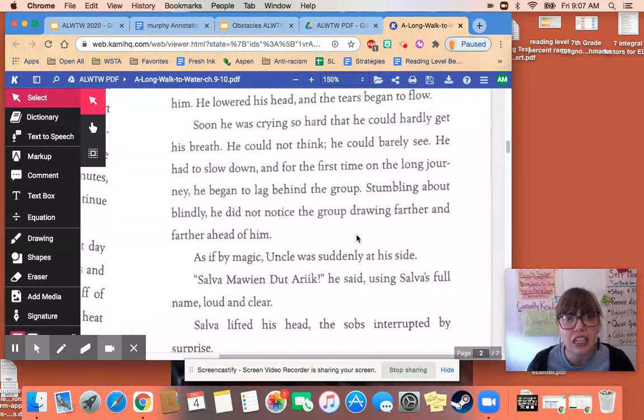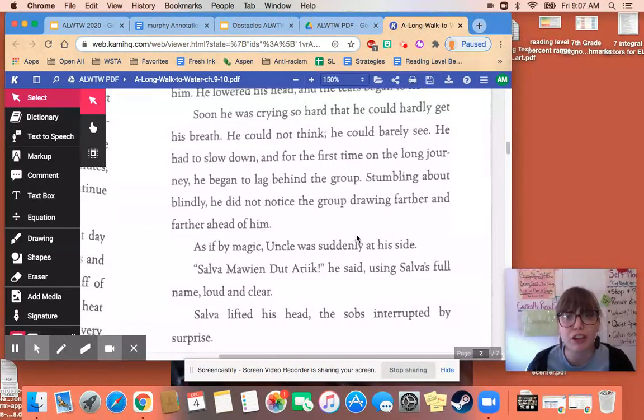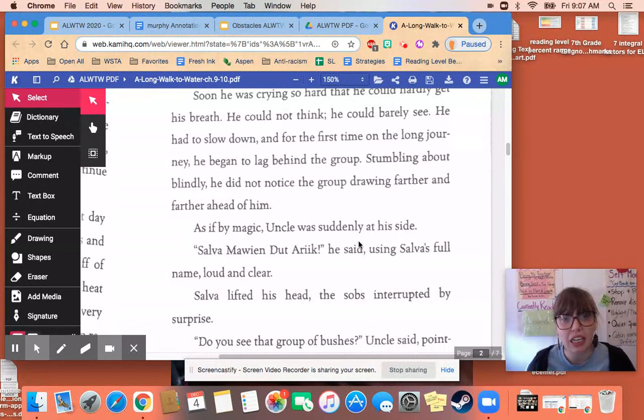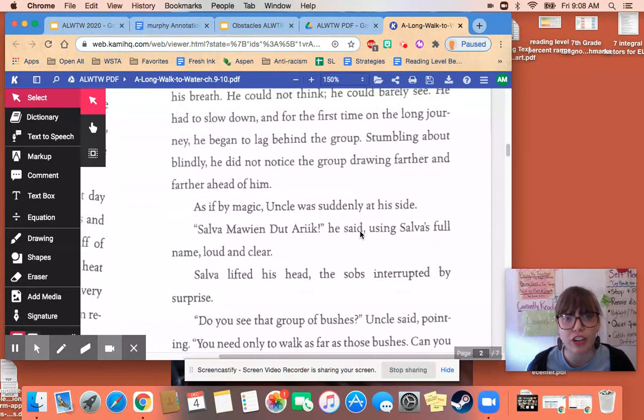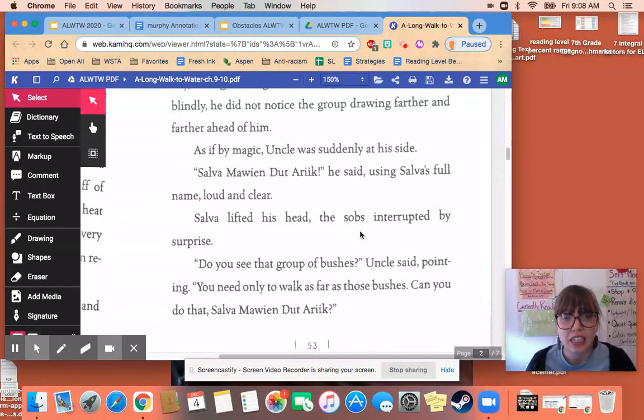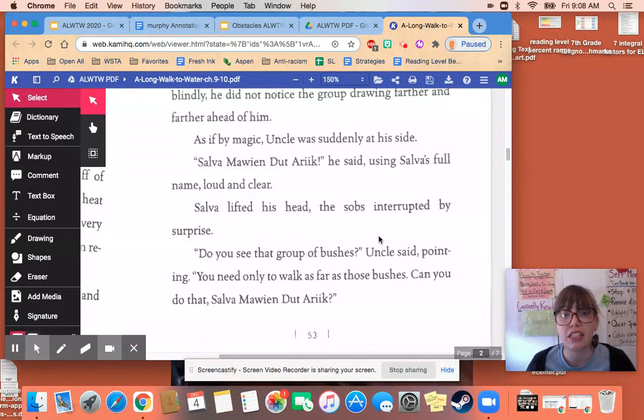He could not think. He could barely see. He had to slow down, and for the first time on the long journey, he began to lag behind the group. Stumbling about blindly, he had not noticed the group drawing farther and farther ahead of him. As if by magic, Uncle was suddenly at his side. "Salva Mawin du Arik," he said, using Salva's full name loud and clear. Salva lifted his head, the sobs interrupted by surprise.